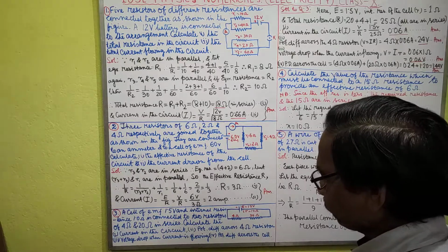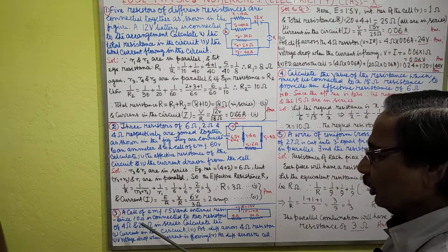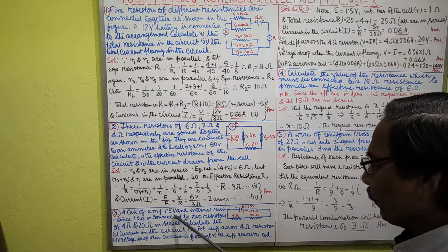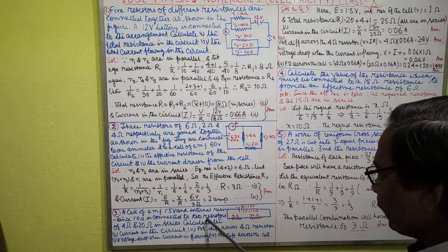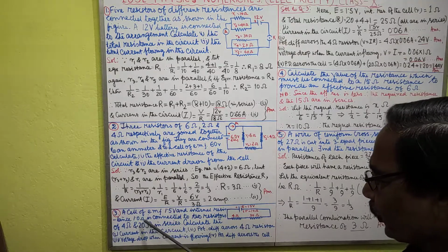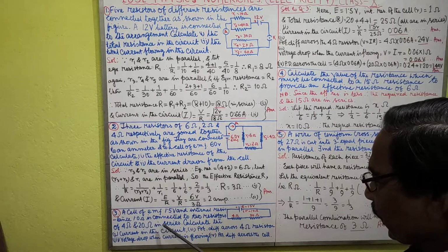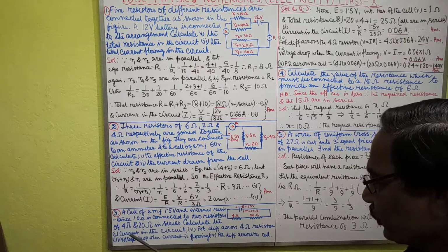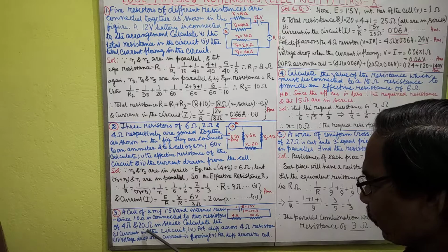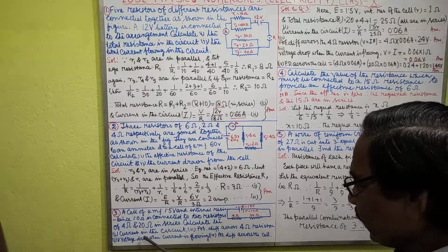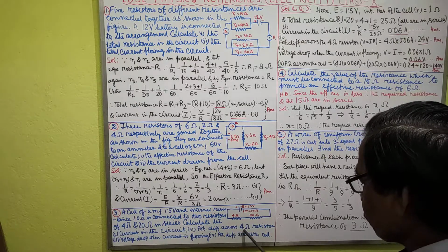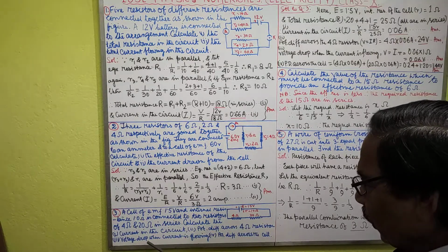These are the answers. Next, question number 3: a cell of EMF 1.5 volt and internal resistance 1.0 ohm is connected to two resistors, 4 ohms and 20 ohms, in series. Calculate the current in the circuit and the potential difference across the 4 ohms resistor.